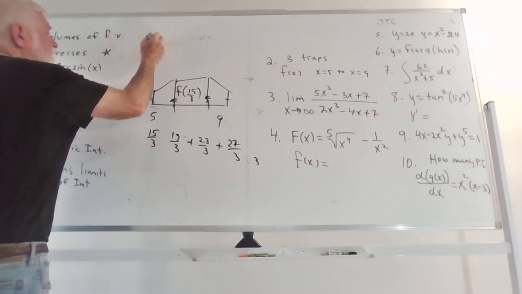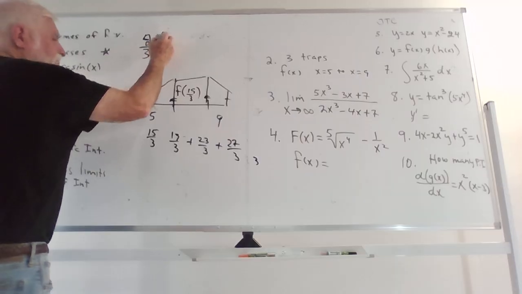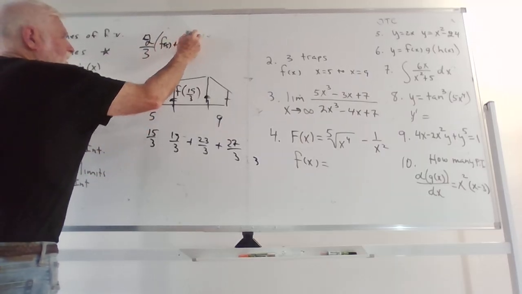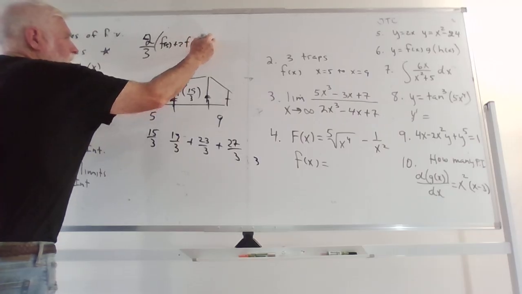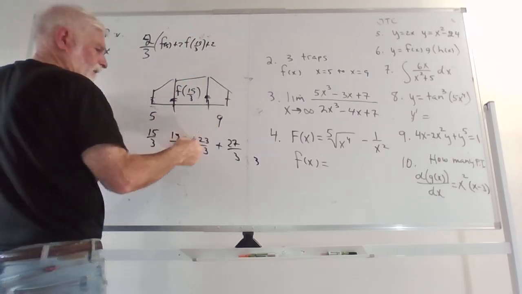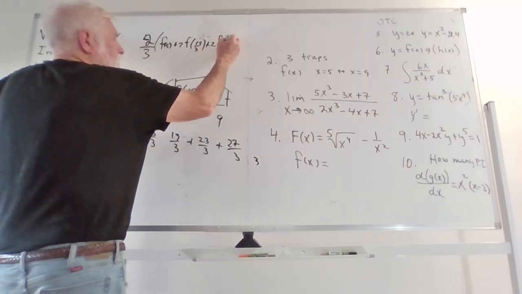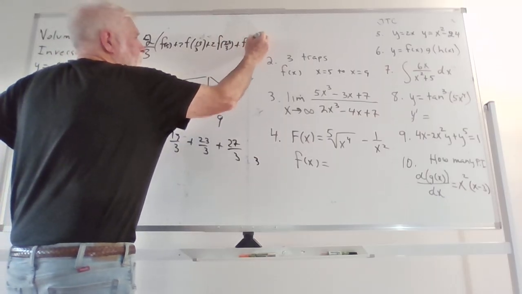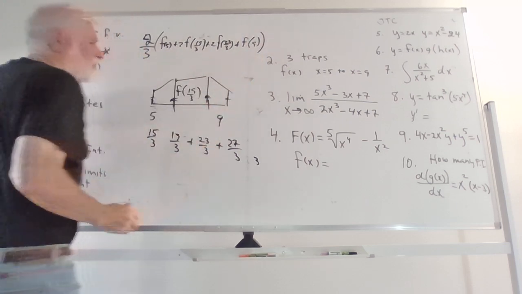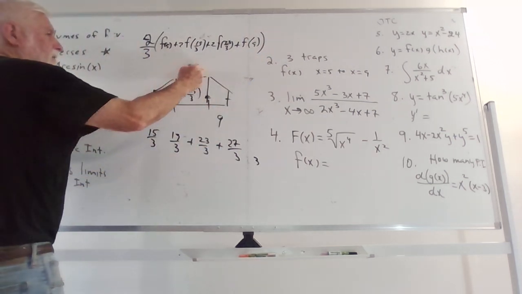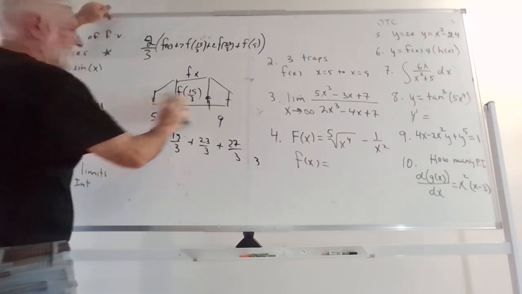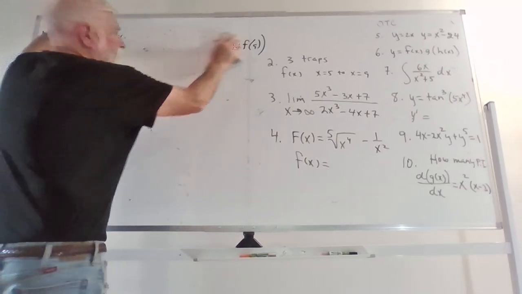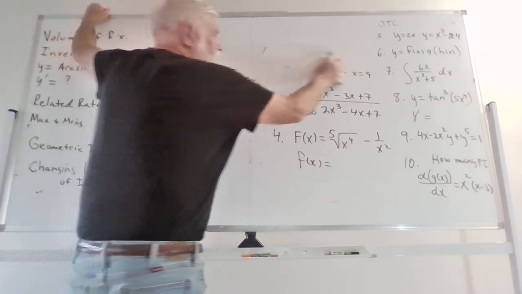So 2/3 times, cutting to the chase here, f of 5 plus 2 times f of 19/3 plus 2 times f of 23/3 plus f of 9. And that's estimating the area under f from 5 to 9. Okay. Done enough of those. I don't think I need to say anything else. So there's our 3 trapezoids.